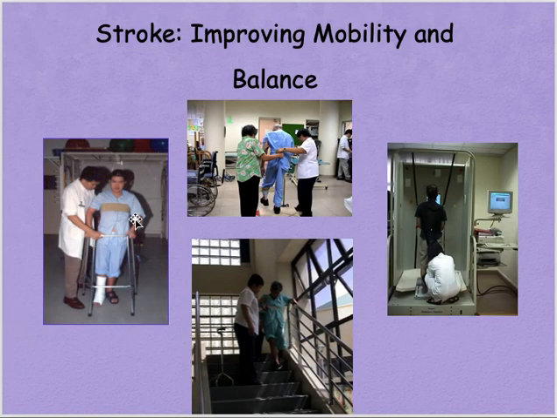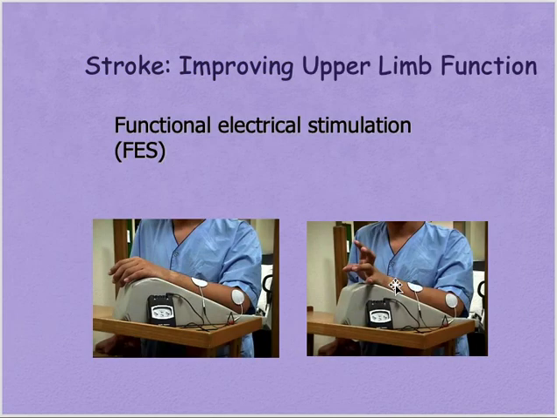For example, in this one, if you see, they are improving the mobility and balance, and here they are using crutches or different walking aids. Each photograph, of course, shows how the rehabilitation experts are helping the patient to walk, or to walk independently.